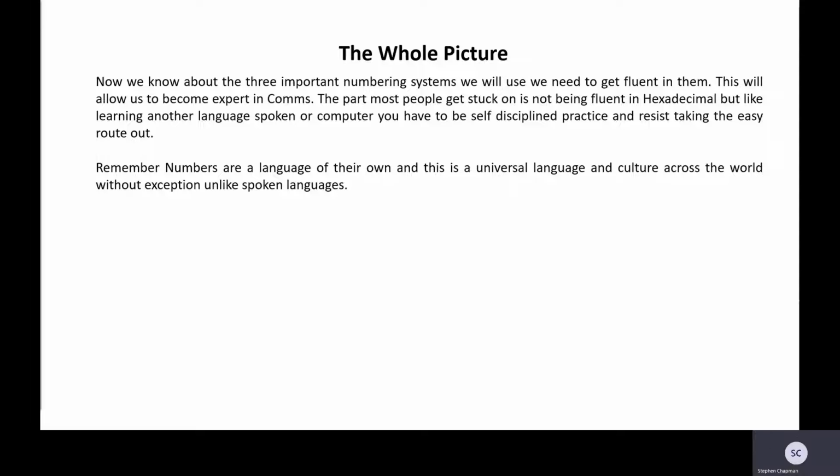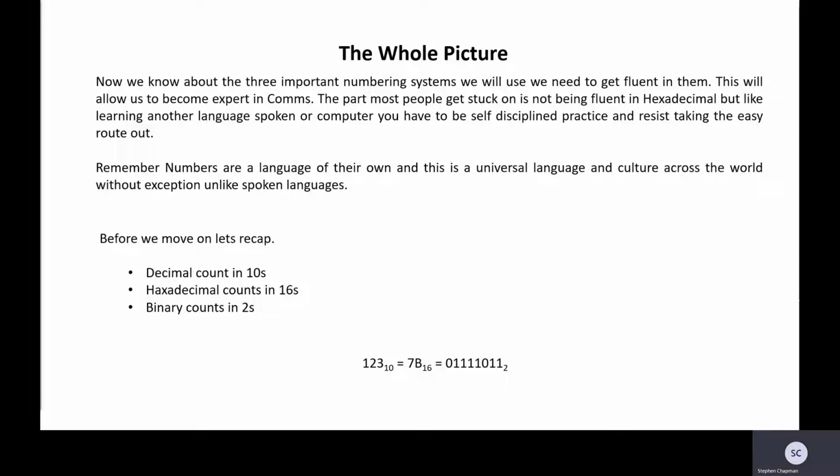So we put it all together. We have 3 numbering systems we need to be fluent in: the decimal, the hexadecimal, and the binary. Now remember, wherever you are in the world, whatever language you use, your number language is always the same. We have a universal language across the world, across cultures, of numbers. So to recap, decimal, base 10, we count in tens; hexadecimal, base 16, we count in 16s; binary, base 2, we count in 2s.